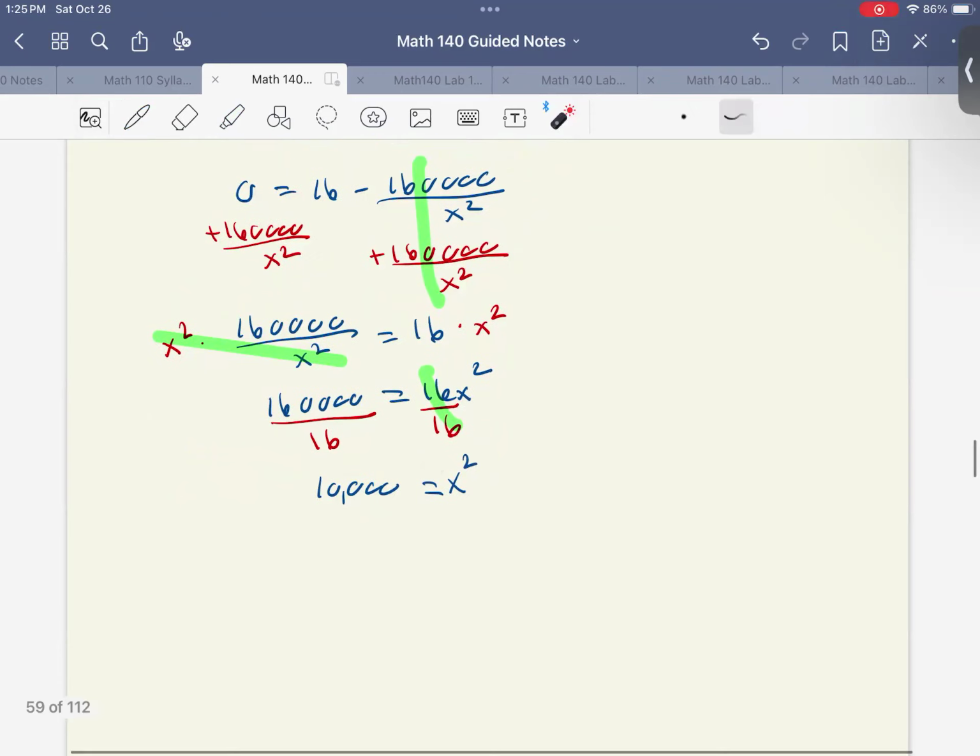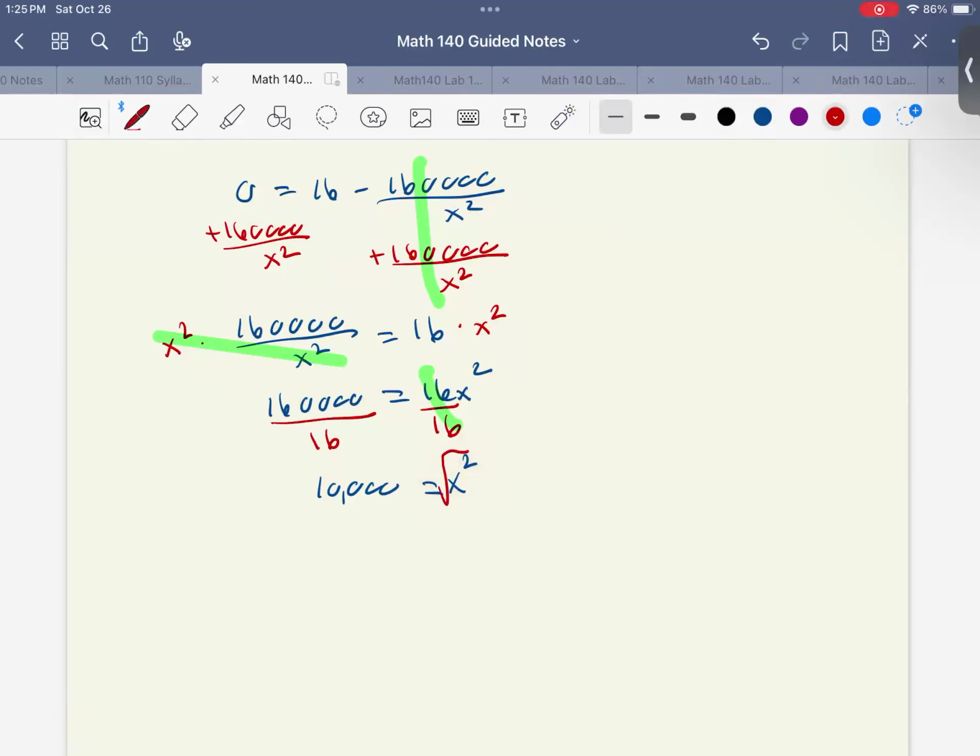Okay, so I still need to get this x squared by itself. Last thing I will do is take the square root of both sides. So what I end up with is x equals plus or minus 100. So I get x equals 100 and x equals negative 100.